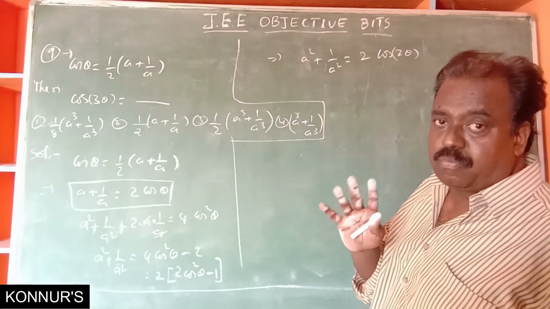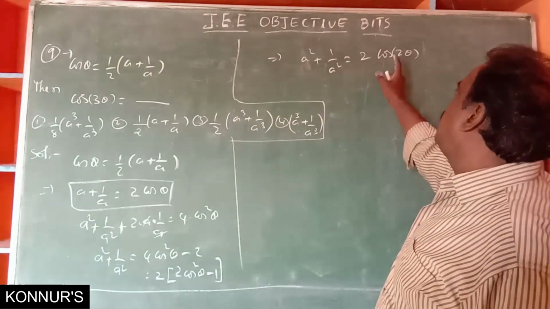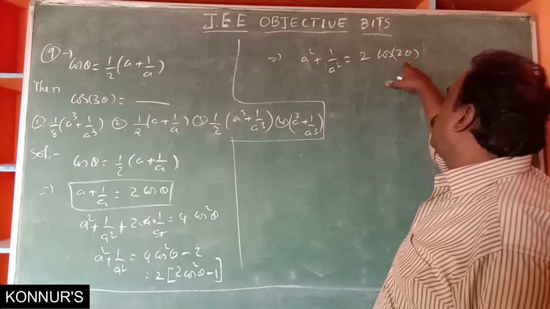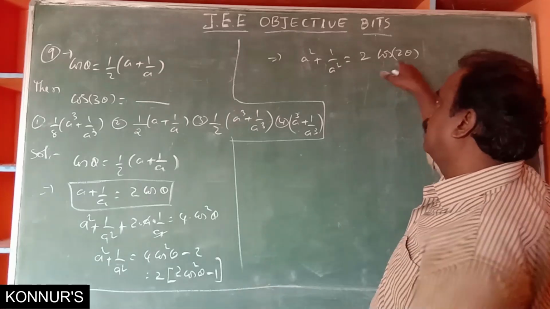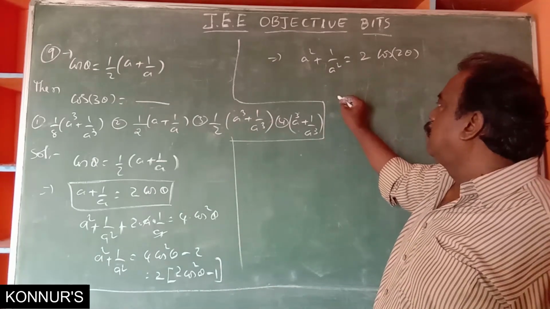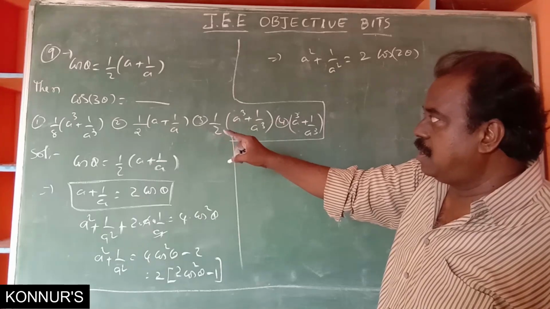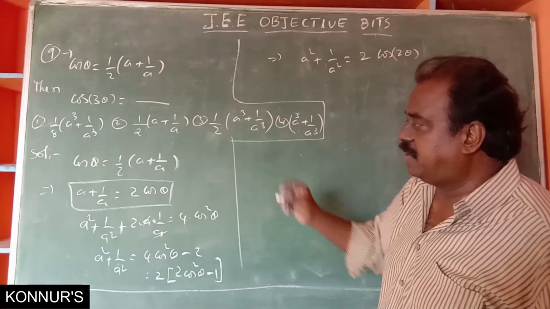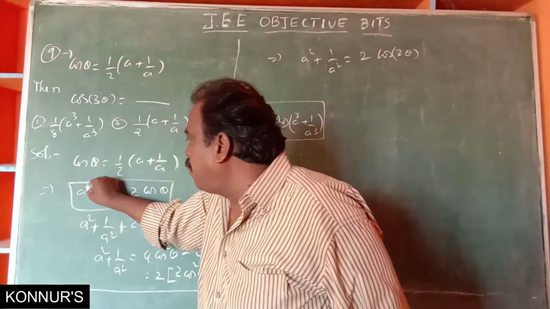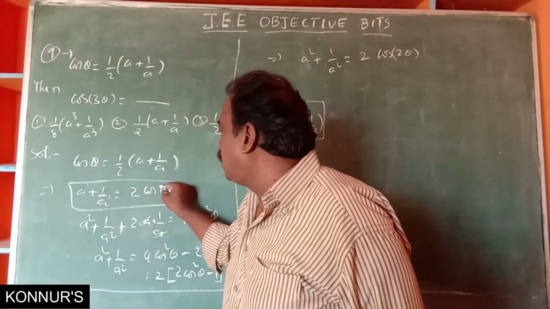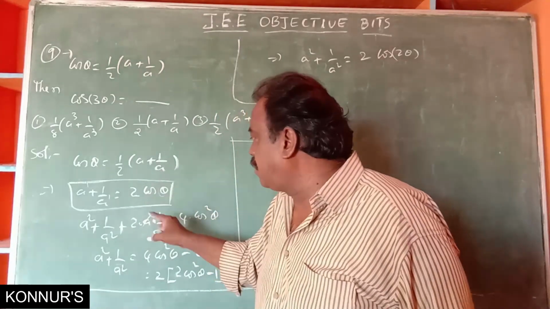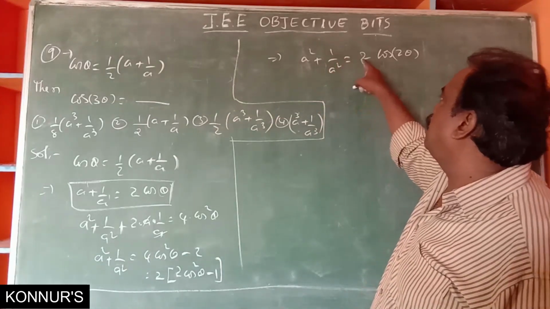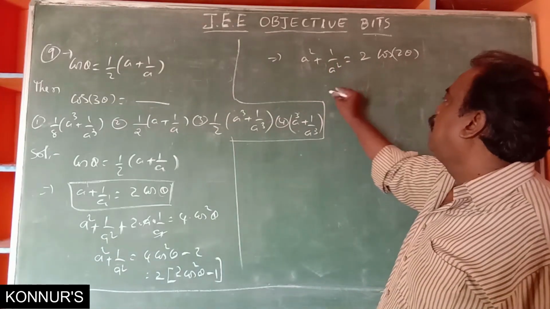There are 4 formulas, but here we are taking this one only: 2 cos 2 theta is 2 cos square theta minus 1. You see, we are given a plus 1 by a is 2 cos theta. That means a power 1 is there, 2 is common, cos is common, 1 theta. So a square plus 1 by a square is 2 cos 2 theta.